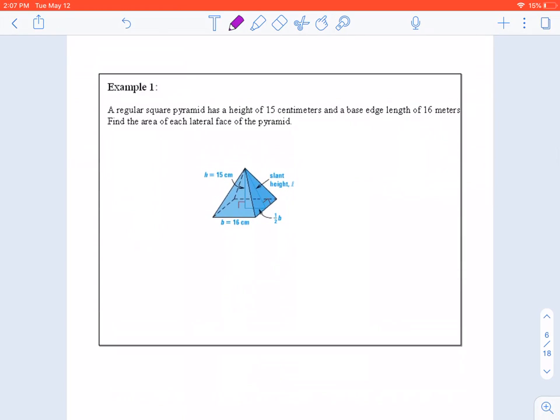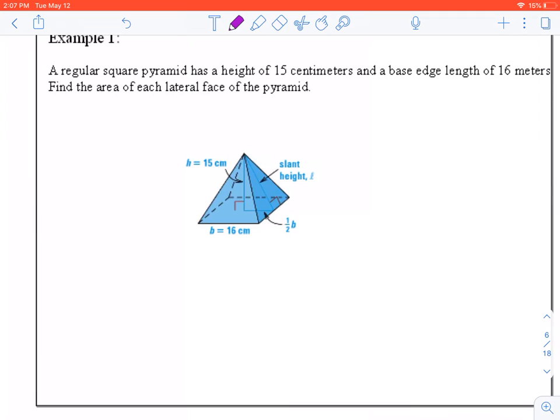Take a look at example 1 then. In example 1, it says a regular square pyramid has a height of 15 centimeters and a base edge length of 16 meters. Find the area of each lateral face of the pyramid. So all they want here is the area of one of these triangles. Area of a triangle, as we hopefully remember from years ago and last chapter, is base times height divided by 2, or 1/2 the base times the height.